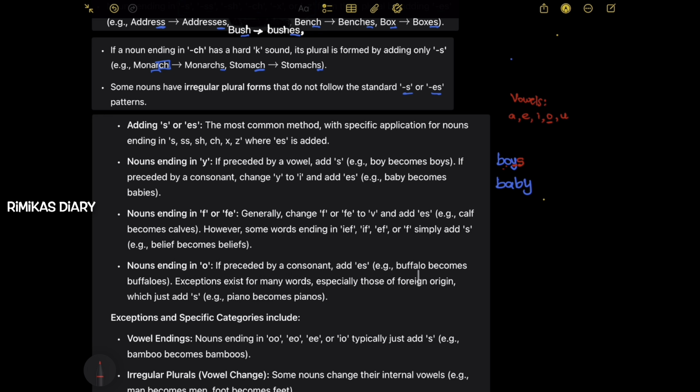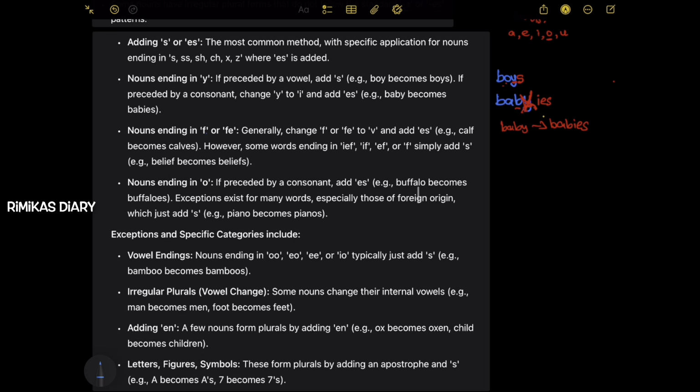Let's take a look at the word baby. It ends in y. The letter before y is b. B is not a vowel, it's a consonant. So we cut off the y, and instead of y we put i and then add es. So baby becomes babies.